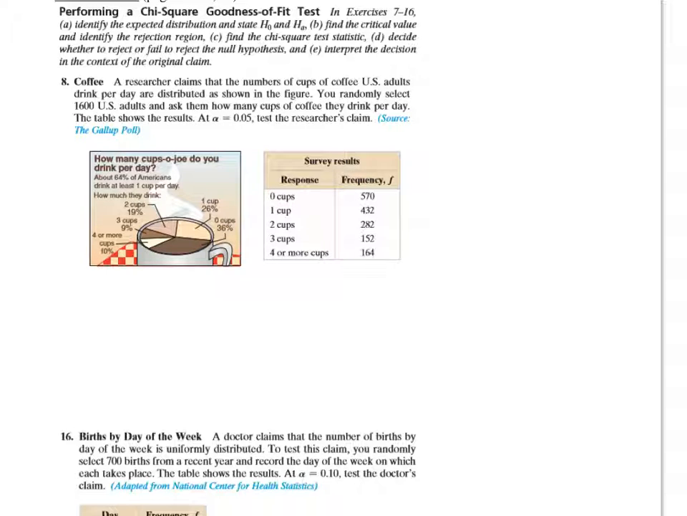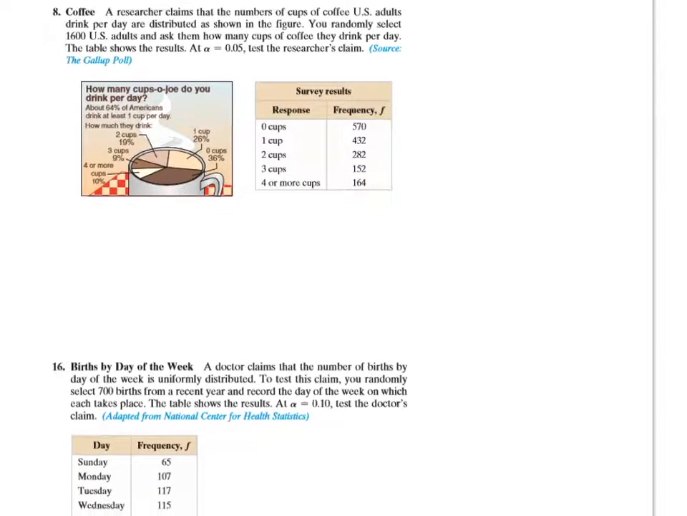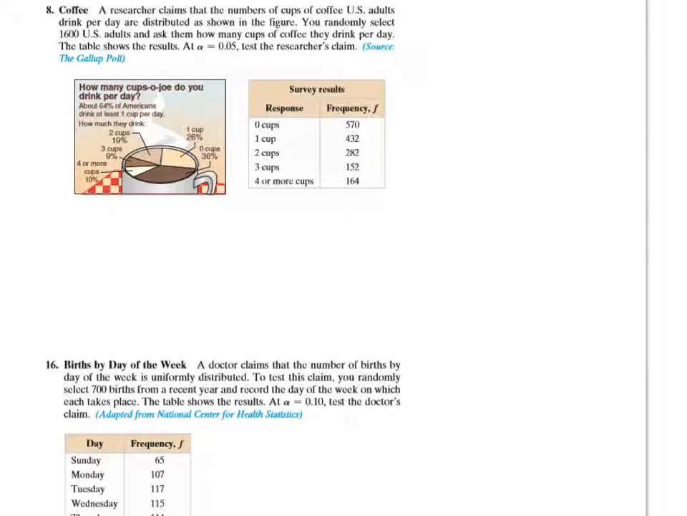A researcher claims that the number of cups of coffee U.S. adults drink per day are distributed as shown in this figure. So there's a little pictogram for us right here showing the percentage breakdown of the ways that adults drink coffee. So I'm going to randomly select 1,600 adults and ask them how many cups of coffee they drink per day. And these are my observed results from the 1,600 people. And my job is to test the researcher's claim that the percentage breakdown of adults that drink 1, 2, 3, or 4 or more cups are these percentages right here.